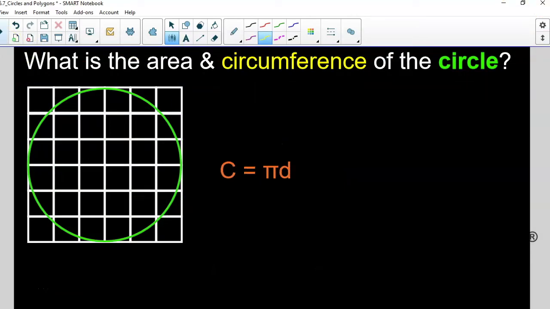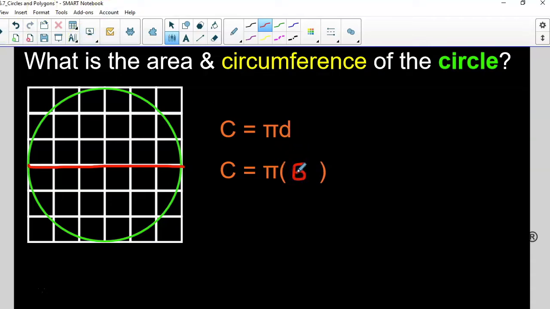Okay, so we can use that in this situation here. We know the diameter of this circle. It's the distance going completely across through the center. It's 1, 2, 3, 4, 5, 6 units. So we can plug in a 6 here.